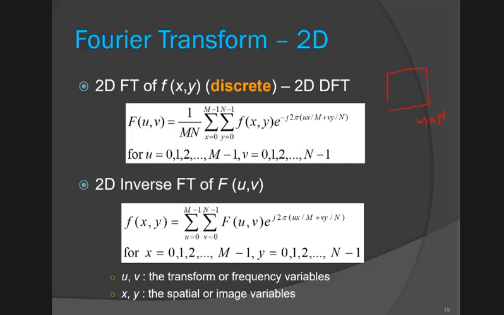Now the inverse equation. Just remember, here we have 1 divided by MN in the forward equation; here we don't have anything. Then it will be a summation for u from 0 to M minus 1, v from 0 to N minus 1, of F(u,v) e raised to the power j 2 pi (ux divided by M plus vy divided by N), where x varies from 0 to M minus 1 and y varies from 0 to N minus 1. So u and v are known as frequency variables, and x and y are our spatial variables or image variables.